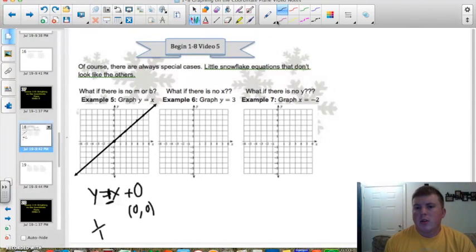The next problem is going to be even more of a unique situation. What happens when you don't have an x? When you just have y equals 3? If you remember back to what we very first said in the very first video of this lesson, the whole reason that we're graphing is to show solutions. Every single solution that's going to make this statement true, this equation true.